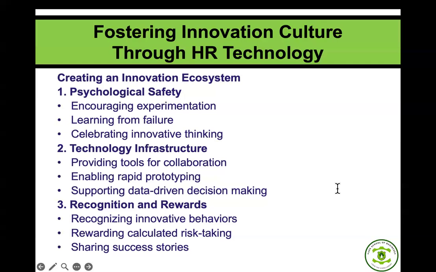The second one is what? Technology infrastructure. If you want to foster an innovative culture in your organization, the technology must be there in the first place for people to be able to experiment with it. So you have to provide the tools for collaboration. You have to provide it. If it's not there, can you just get a prototype from somewhere so that people can use it and experiment in your organization in terms of how to become innovative?